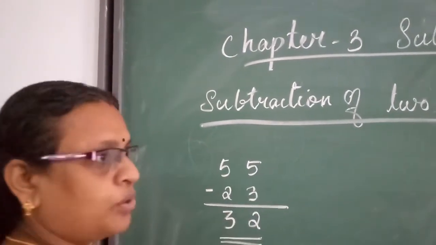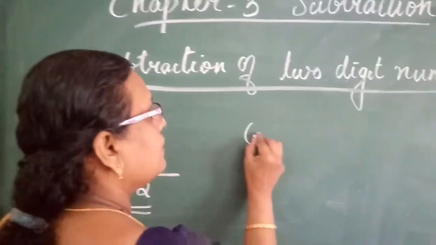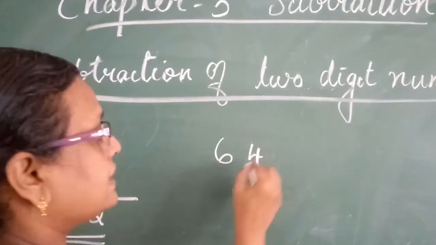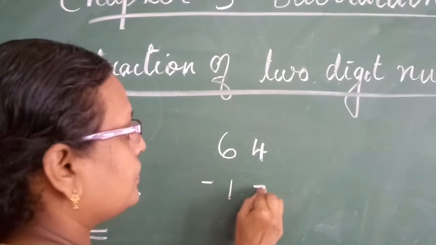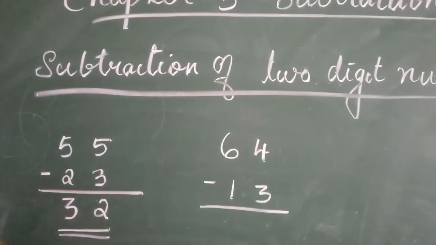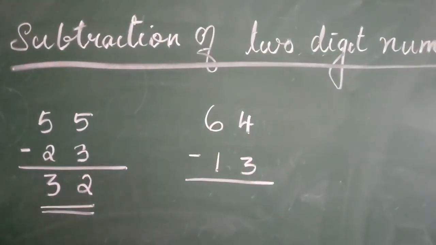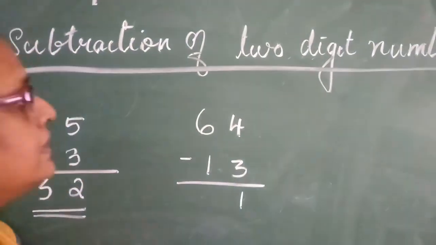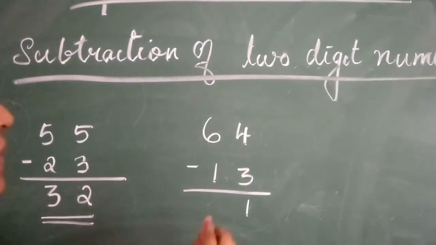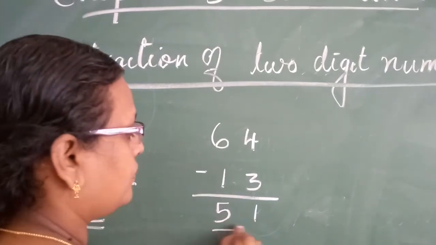Now we just take one more example. 64 minus 13. What is the answer? 4 minus 3 equals 1. 6 minus 1 equals 5.